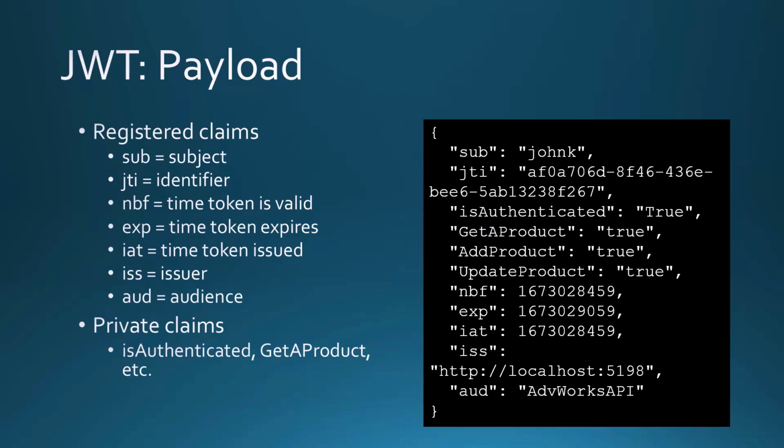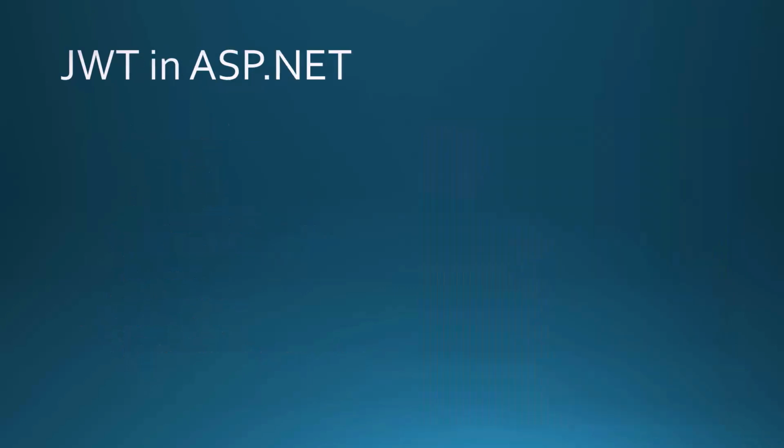And then there's as many private claims as you wish to add. So private claims would be things that we add like is authenticated, get a product, add product, update product. So these are the claims that we're saying this user has. And we'll figure out how to do that in just a bit.